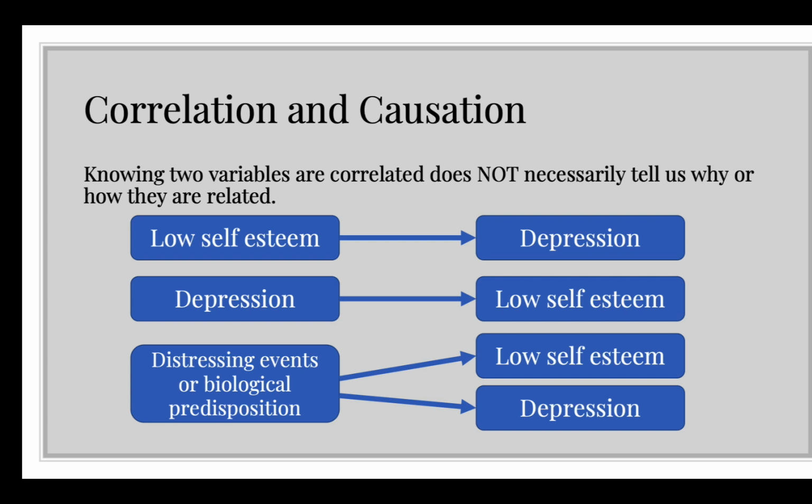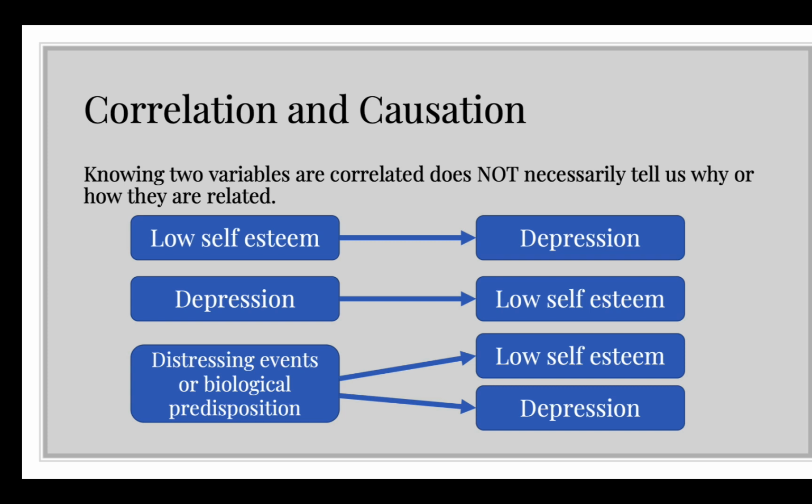A distressing event, for example. Somebody dies in your family, you could possibly have a major depressive episode. It makes sense, there's a good reason for it, but it doesn't mean that it caused the other thing. There's lots of things that can cause both of these things.